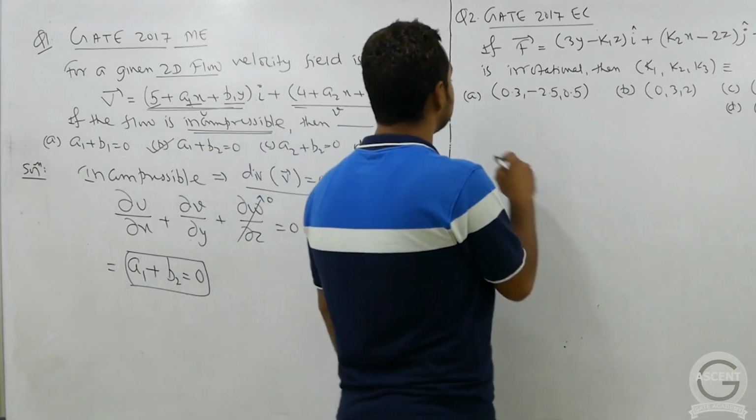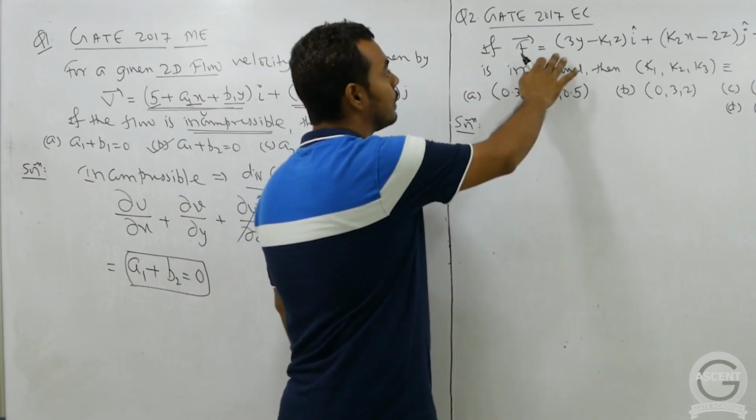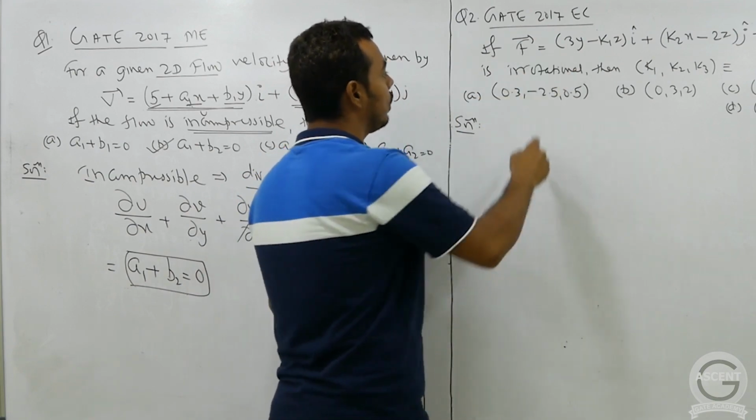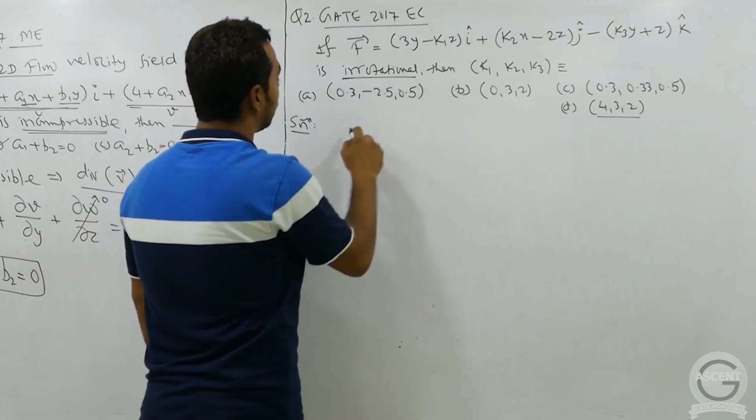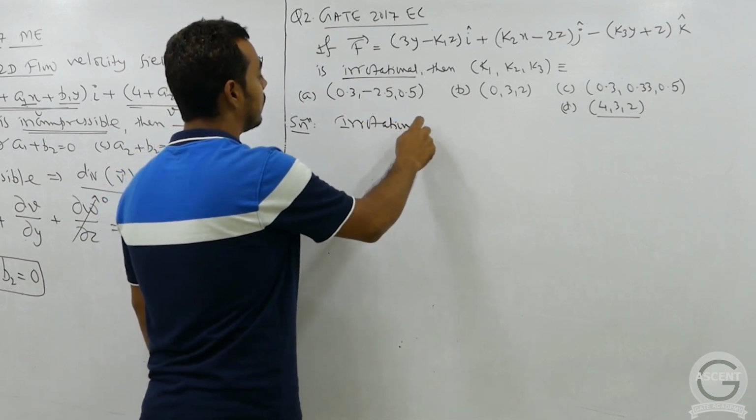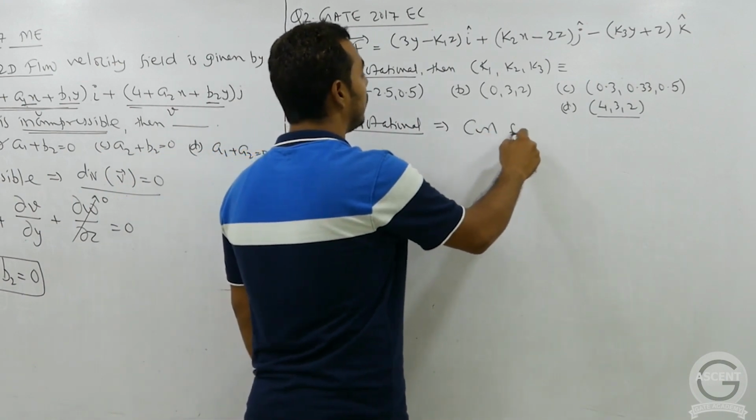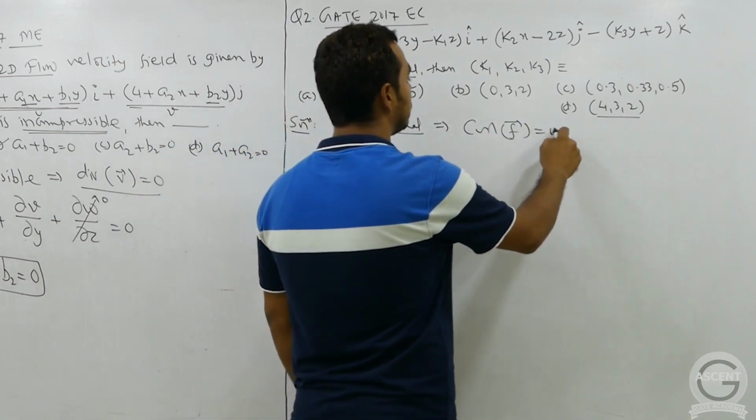Now the next problem is from GATE 2017. The problem is, if this vector f is irrotational. Now what is the meaning of this word irrotational? If a vector is irrotational, this means the curl of that vector will be 0.